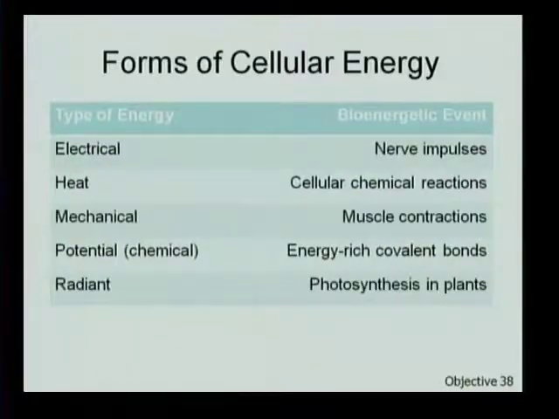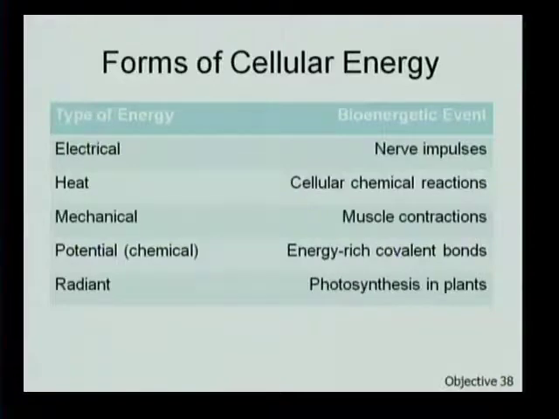We have electrical energy, which is used in nerve impulses. We have heat energy, which comes out of chemical reactions inside of cells. We have mechanical energy that comes from muscle contractions. We have potential energy that's tied up in energy-rich covalent bonds, such as those in the ATP molecule. We have radiant energy, which is not important in humans because humans aren't able to photosynthesize, but plants are, and so they use that form of cellular energy.